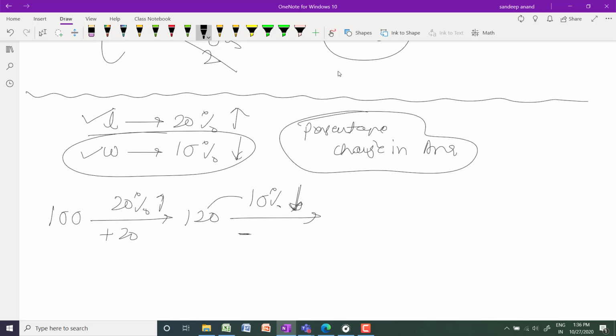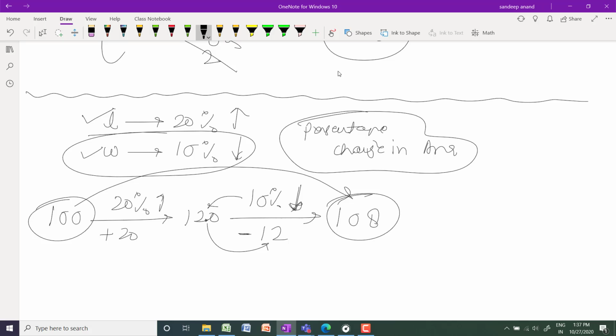And what is 10% of 120? Just move the decimal point over here. So this will become 12. The 10% of 120 is 12, so you simply subtract this value. What will you get? 108. Initially my area was 100 and now it becomes 108. So can you tell me how much percentage change in area? You can say that there is an 8% increase in area.